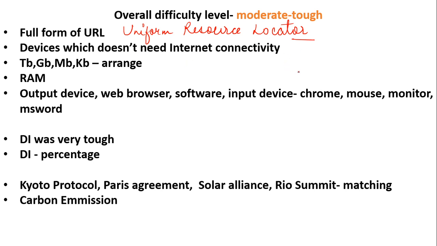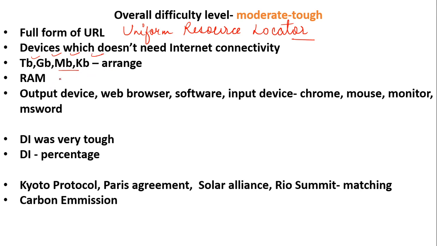One question was devices which don't need internet connectivity. So you were given some options and you had to mark a simple question. You had to arrange this memory according to its memory units. You know the highest is terabyte. Then we have gigabyte, megabyte and kilobyte. So this was the arrangement, quite simple.